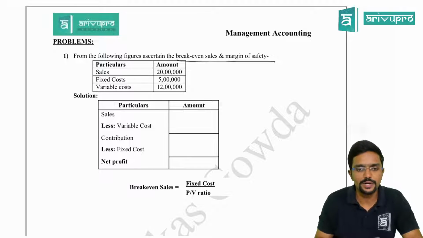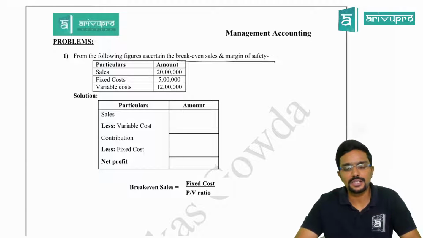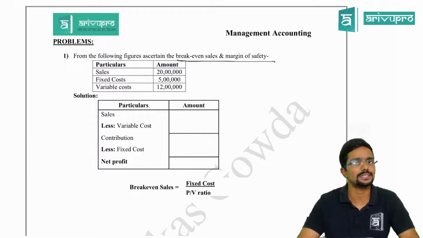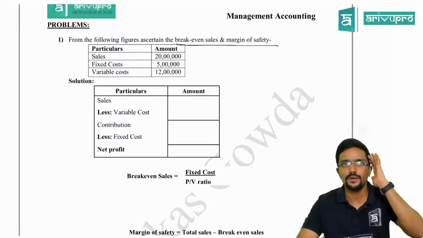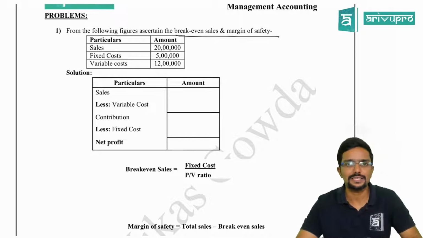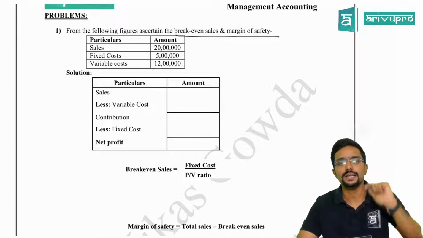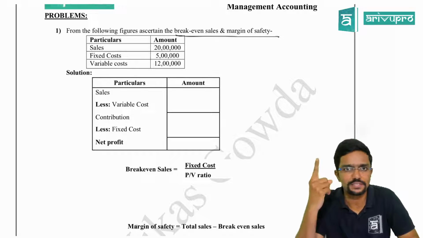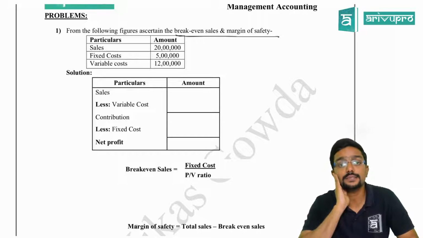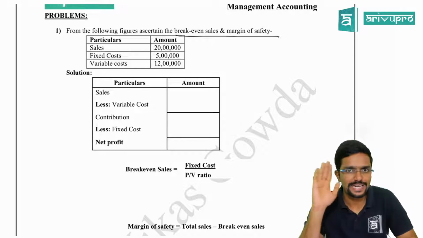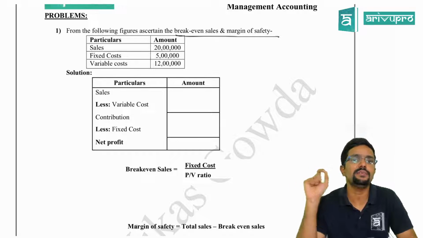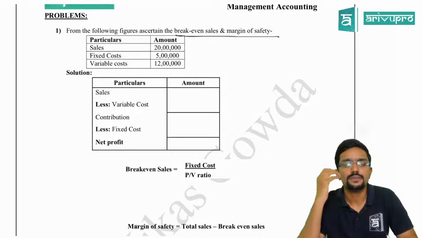Okay, let us do it. So sales, fixed cost and variable cost is given. Only three information. They have asked us to calculate break-even sales and margin of safety. So first of all, to calculate break-even sales, I require fixed cost given in the question. Next, PV ratio. In this question, we cannot calculate contribution per unit because no information with respect to units is given. So we require PV ratio in the denominator, which is not given.